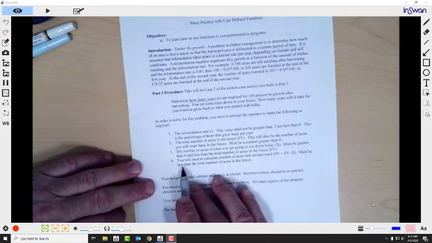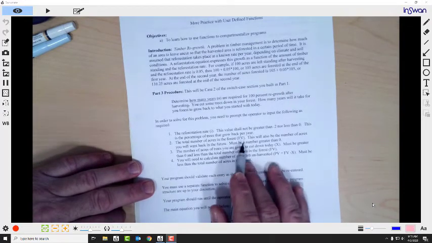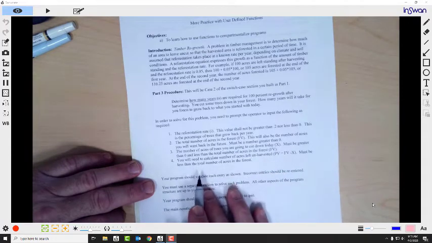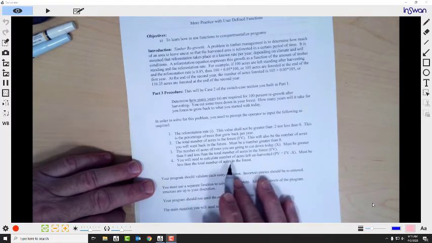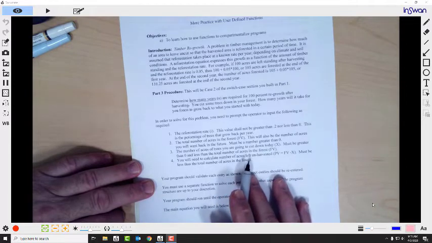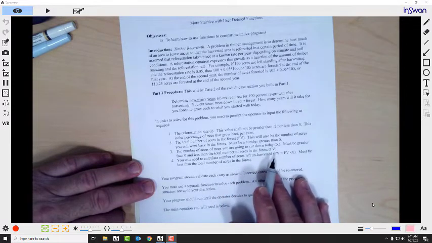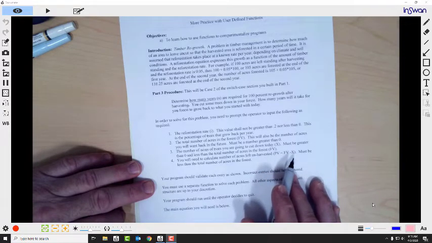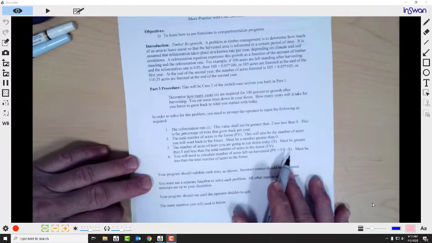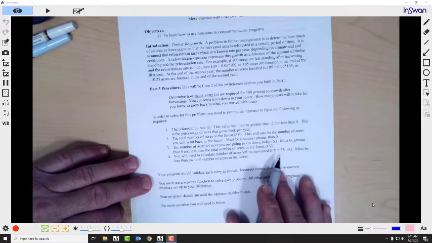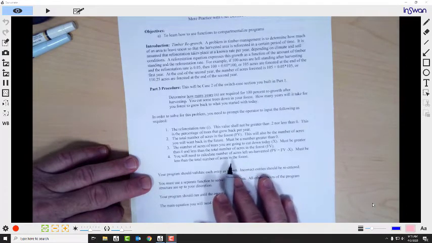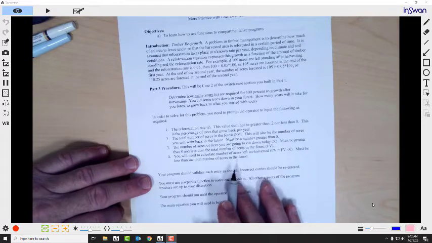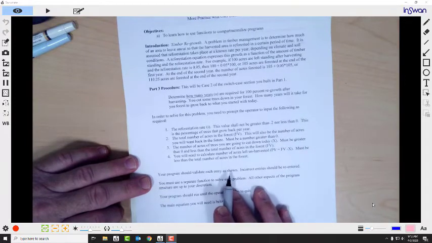We will need to take those two values, FV and X, and use that to calculate the number of acres that were left uncut. That will be our PV value. PV equals FV minus X. And obviously that answer must be less than what we started with. Okay? And you should validate each entry.